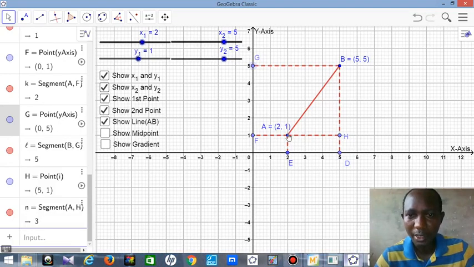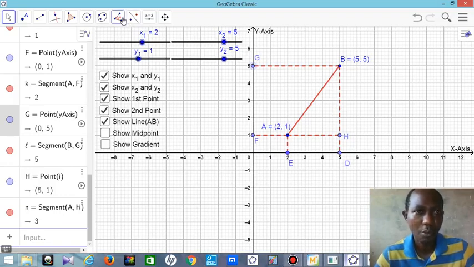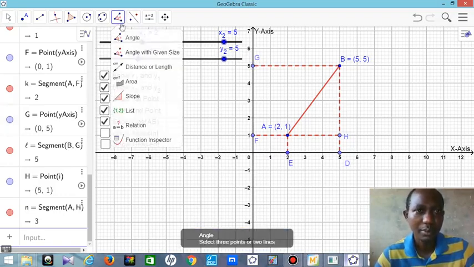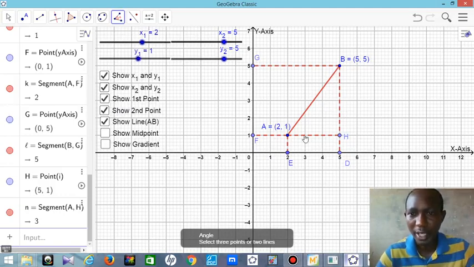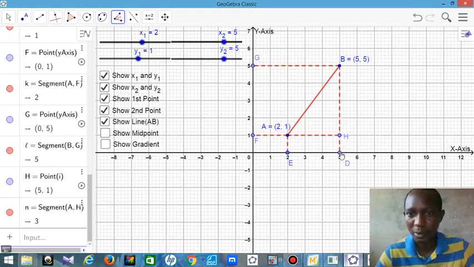And which kind of triangle is this? You discover that this triangle is a right angle triangle because the angle between this horizontal line and this vertical line is 90 degrees. If you wish, you can measure the angle. It is 90 degrees because your x-axis and your y-axis always meet at 90 degrees. So this is parallel to the x-axis, then this line is parallel to the y-axis.